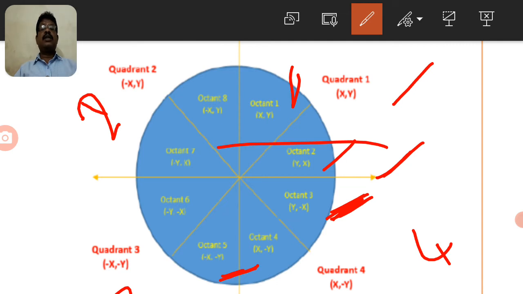Now coming to the third quadrant. In the third quadrant you can observe again 2 octants, octant 5 and octant 6. What is the original value of the third quadrant? These are the negative values of the x coordinate and the negative values of the y coordinate. Both values are negative, that means minus x comma minus y. You can take it in the reverse order, so automatically it takes minus y comma minus x. Whatever values you have to consider, they can be taken in the reverse order.